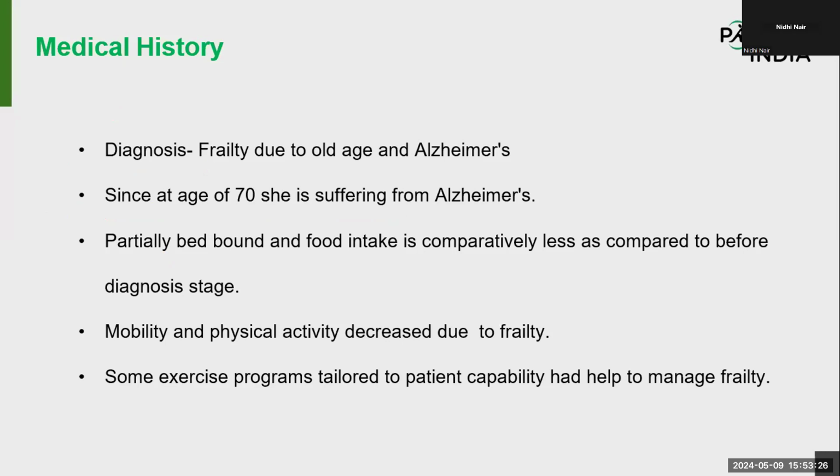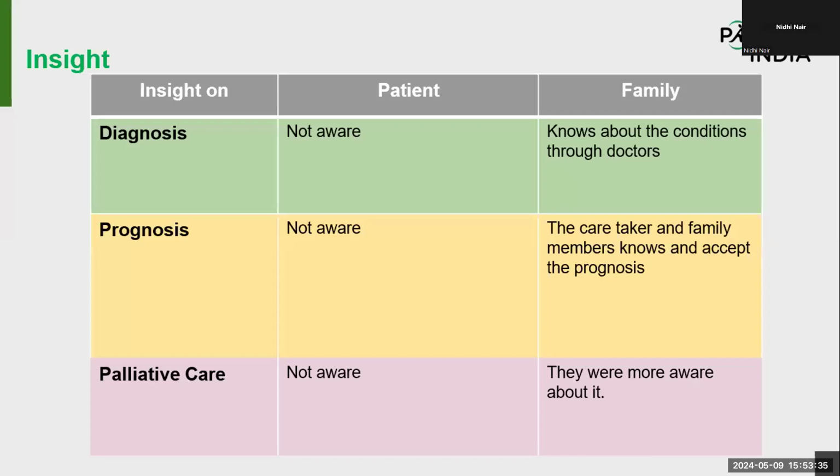Mobility and physical activities have decreased due to frailty. Some exercise programs tailored to the patient's capability have helped to manage the frailty. Regarding insight, based on the diagnosis, the patient is not aware, but the family knows about the condition through doctors. In the case of prognosis, the patient is also not aware. The caretaker and the family members know and accept the prognosis. About palliative care, the patient is also not aware. The family was more aware of it.